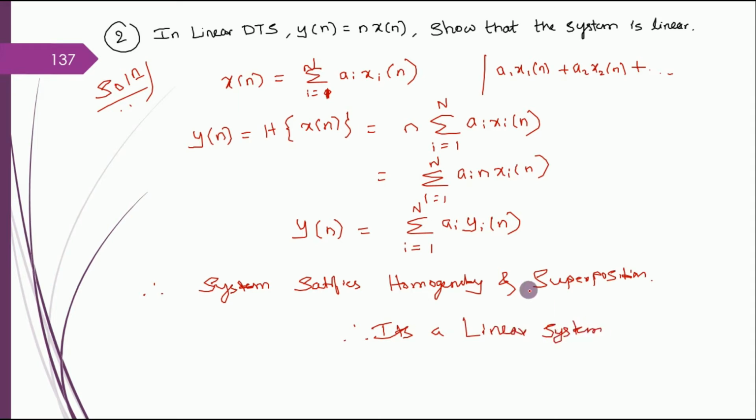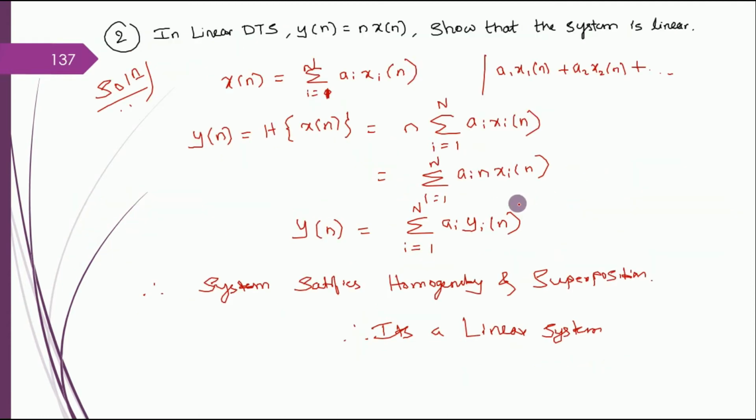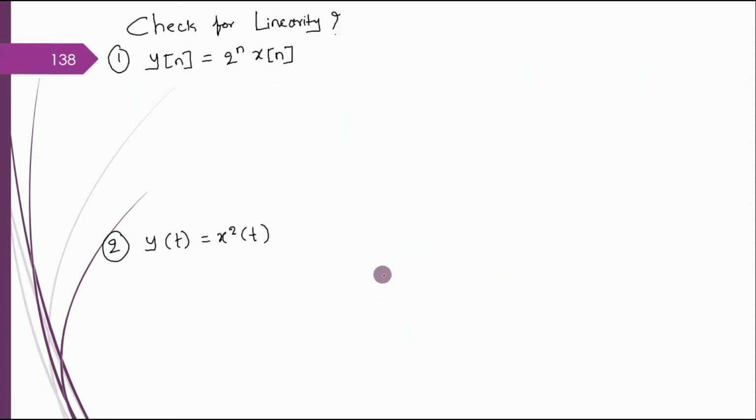I want you to check it with a block diagram concept in this fashion. Only thing is you have to introduce n there. If you introduce n in the same fashion, you'll get the same output. You can check it at your end. So by this we declare it as a linear system. We have two more such examples.